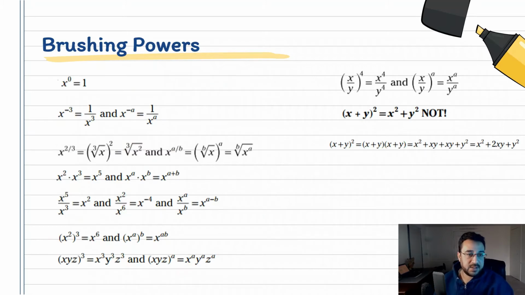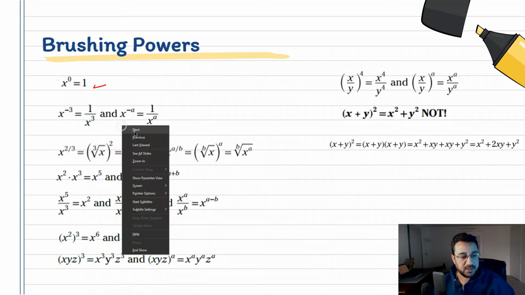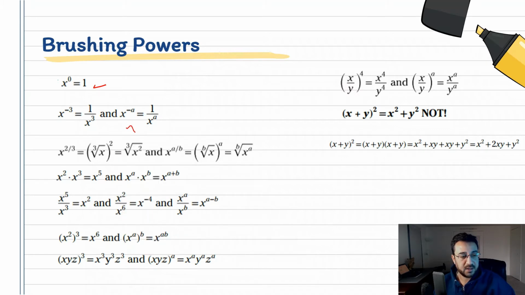Now if we want to visit the powers, so x to the power of 0 equals 1. X to the power of minus 3 can be represented as 1 over x to the power of 3. If you want the equation, here it is. X to the power of minus a equals 1 over x to the power of a.